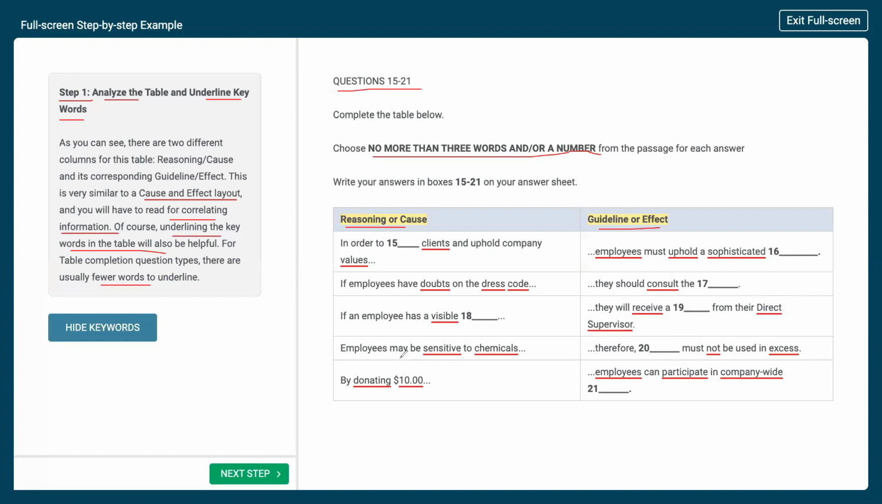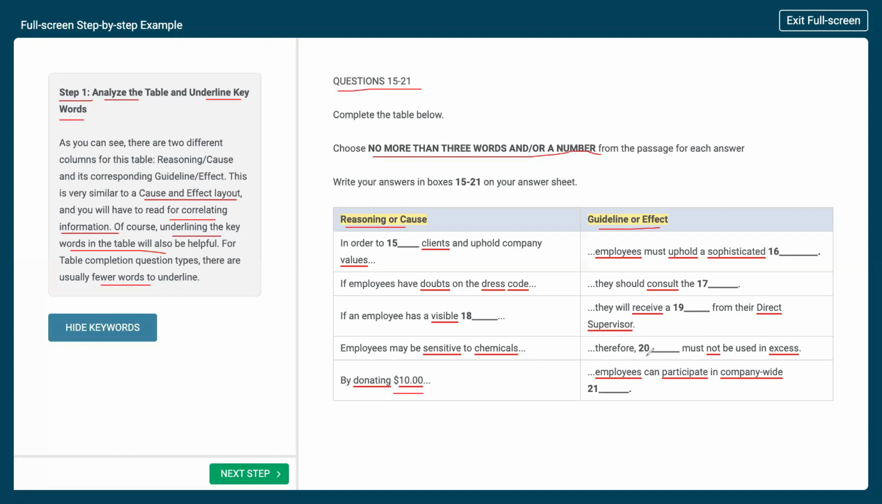Okay, the next one, number 20, sensitive and chemicals. Then number 20 here, not excess. So not is a great word to underline because it's a negative and it will call our attention to perhaps things that employees must not do or should not do, or in this case, must not use. So I've underlined not. And then our last one, donating $10. This is an excellent keyword because we'll either see the number 10 or perhaps the word 10 in the passage. It's very specific, so definitely keep this in mind.